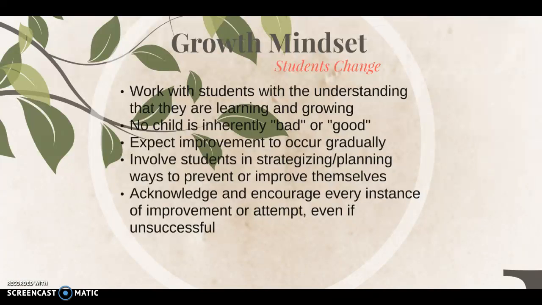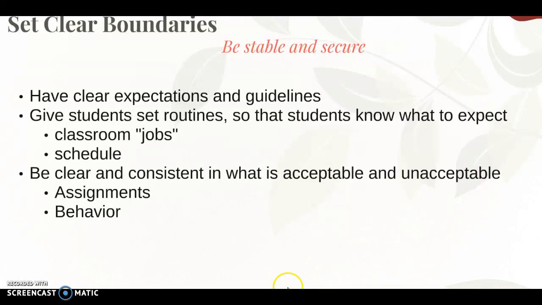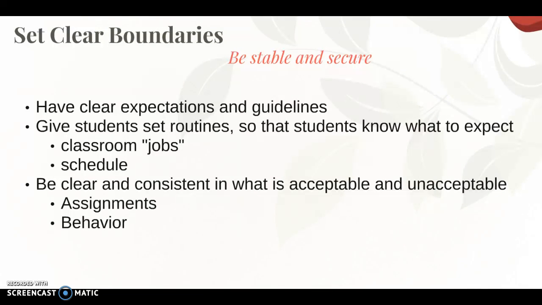So if a kid keeps forgetting to turn in homework, I'll just talk to them and say, okay, well, let's talk about some ways that we can do to prevent that. What makes you forget, right? And I also acknowledge and I encourage every instance of improvement or an attempt, really, even if it's unsuccessful, because, hey, you know what? We're all human. And as an adult, I don't expect perfection from myself. So why would I expect that from my students? So let's move on. So basically, these are the ways that I maintain these good relations with my students.